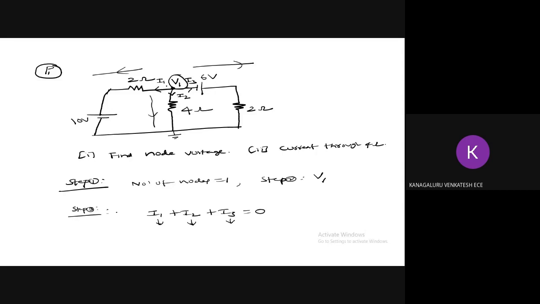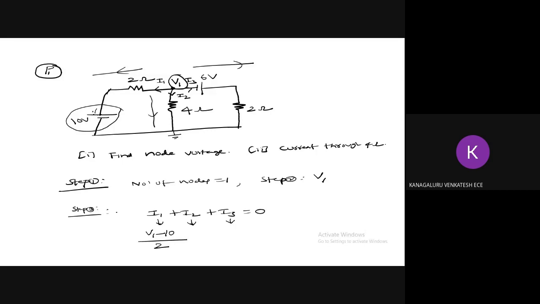Now look at the first branch. How are we supposed to write it? This is the important step. Everybody notice here. In the first branch, a 10 volt source is connected to node V1, and the positive terminal is connected to V1. Then when you are writing a nodal equation, you should take the opposite sign. V1 minus 10 divided by 2.